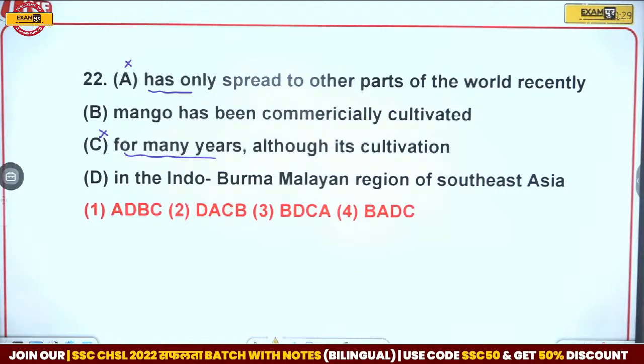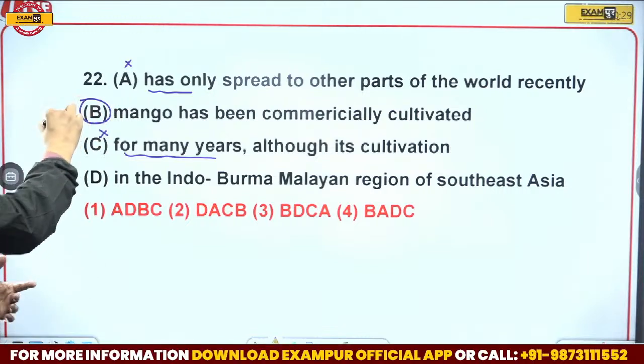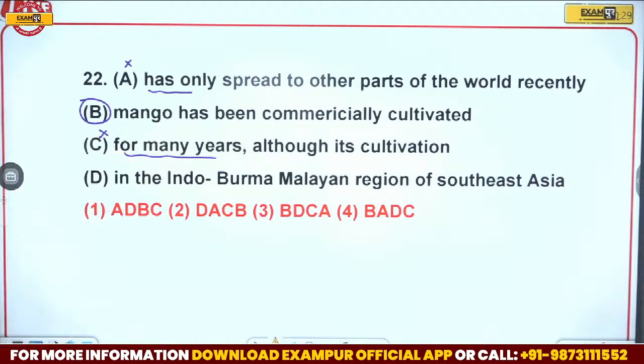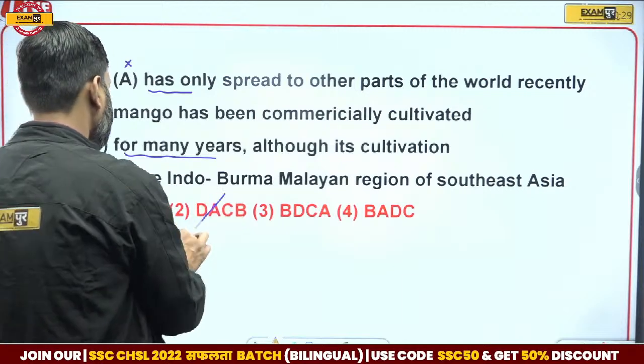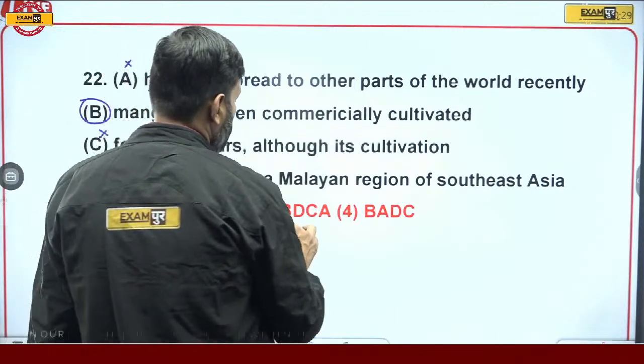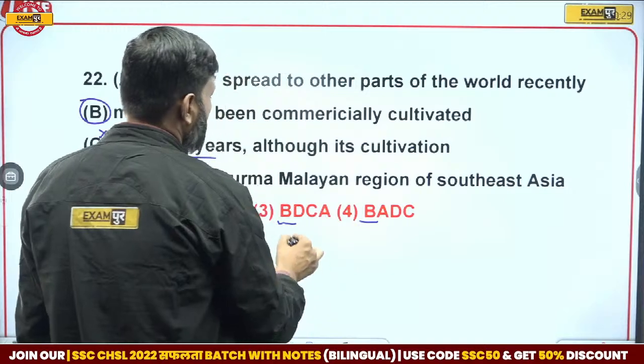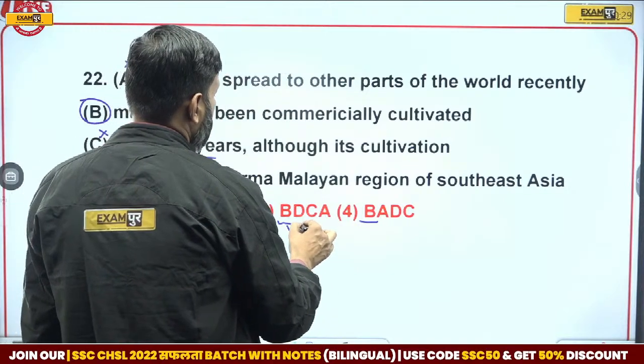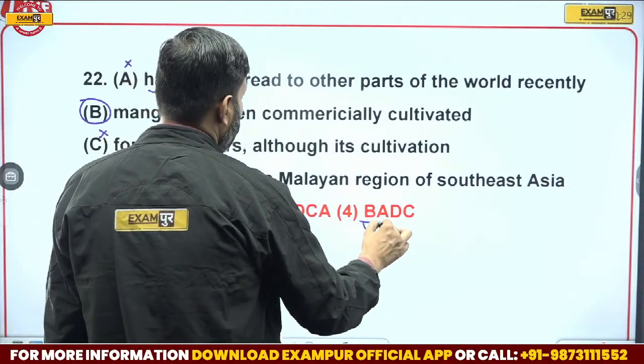See, B is the first sentence. This is very much clear. So there are two options which have B. Eliminate these two options. Only two options are there which have B. Now the question is, B should be followed by D or B should be followed by A.